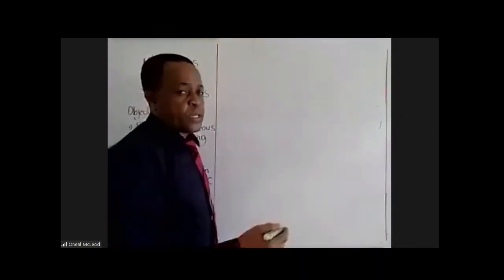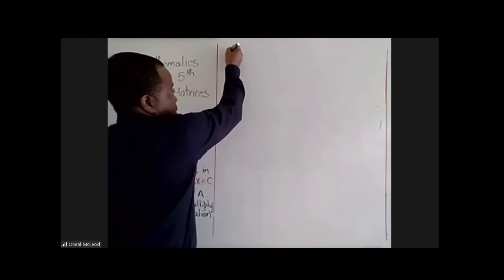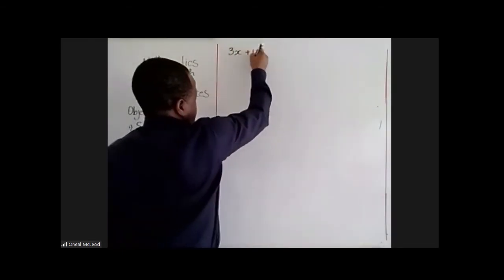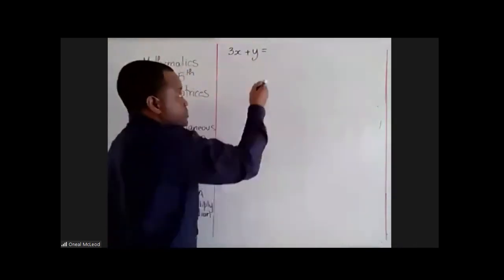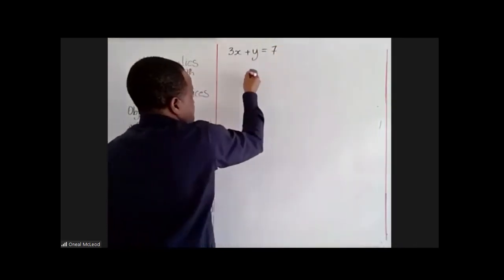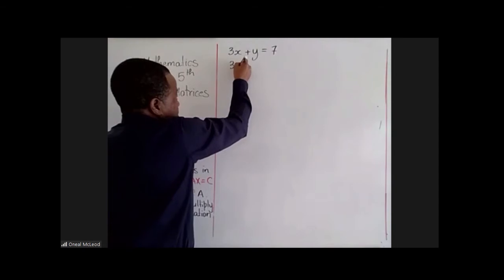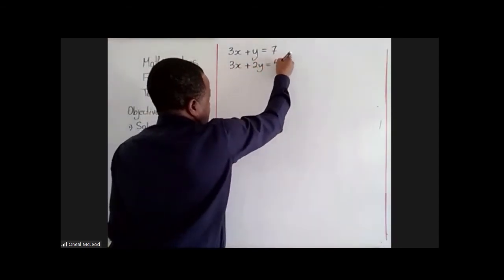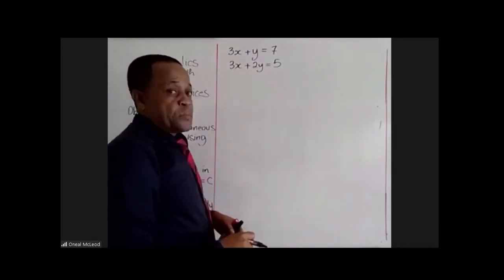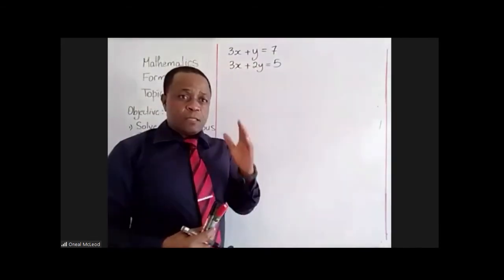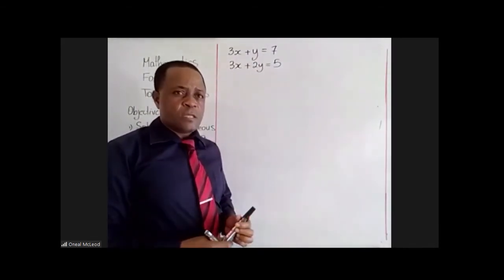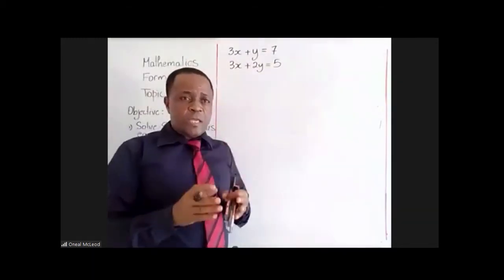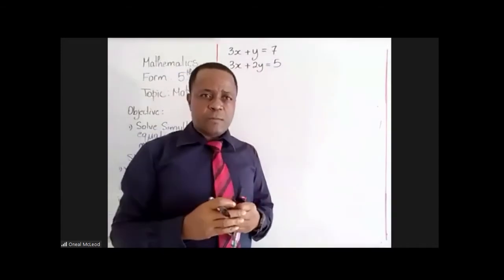Now we're going to start out with the pair of simultaneous equations 3x plus y is equal to 7 and 3x plus 2y is equal to 5. Now, there we have it. That's the pair of simultaneous equations that we're going to be solving, but we need to use the matrix method.